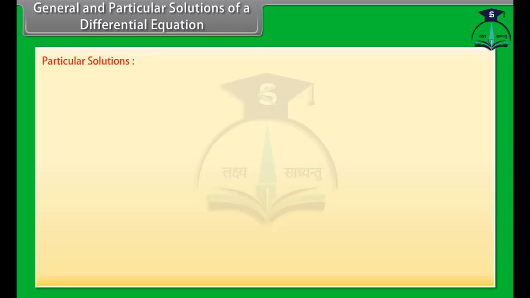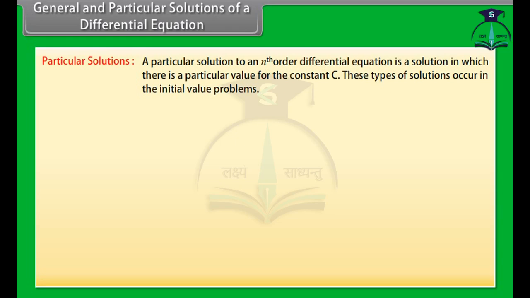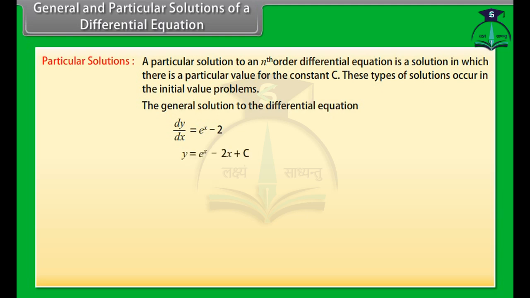Particular solutions. A particular solution to an nth order differential equation is a solution in which there is a particular value for the constant c. These types of solutions occur in the initial value problems. The general solution to the differential equation dy by dx equals e raised to the power x minus 2 is y equals e raised to the power x minus 2x plus c.